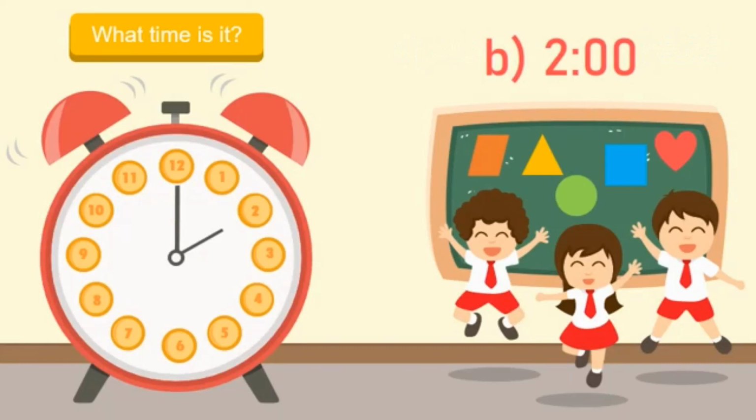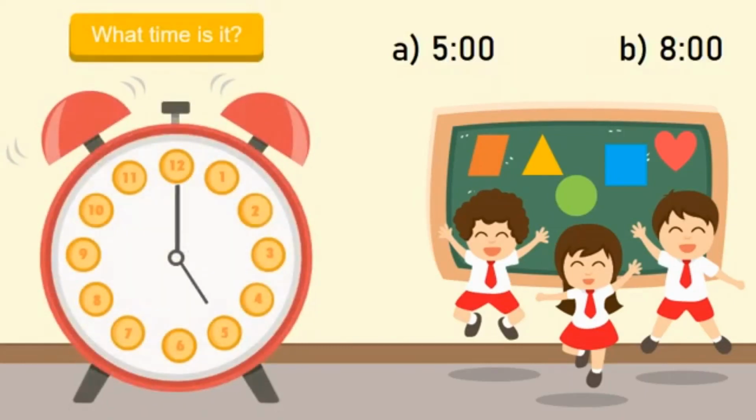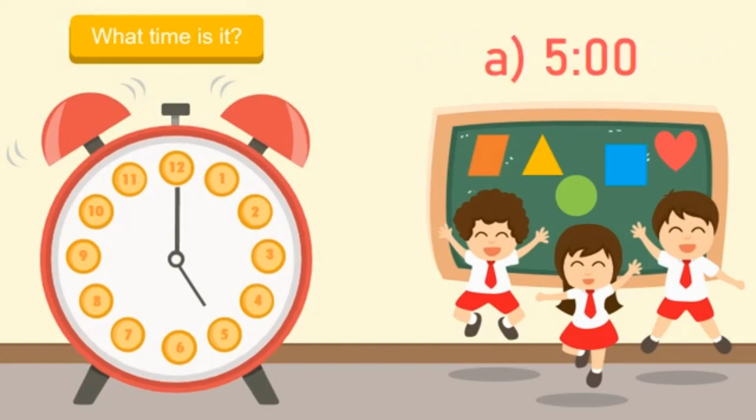Let's do another one. This clock is showing the short hand or the hour hand pointing to the number 5. And the long hand or the minute hand is pointing to the number 12. So what time is it? Is it A, 5 o'clock? Or is it B, 8 o'clock? If you said A, 5 o'clock, then you are correct.